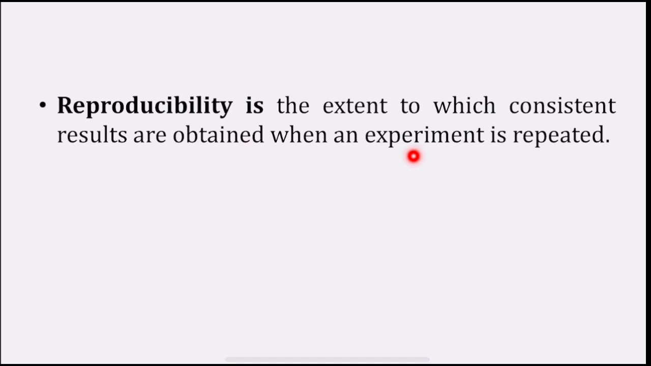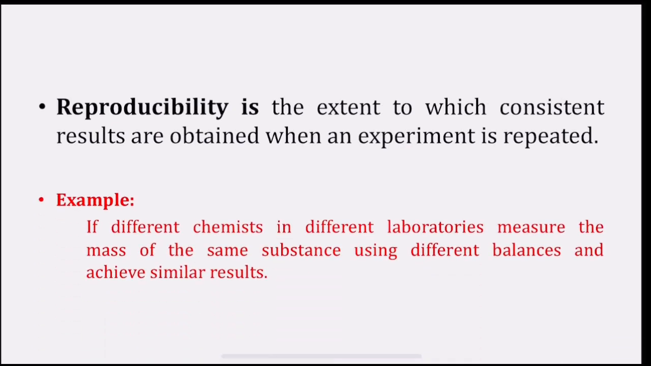Reproducibility ensures that the results are not just a product of specific circumstances but are universally valid. For example, if different chemists in different laboratories measure the mass of the same substance using different balances and achieve similar results, this demonstrates reproducibility.